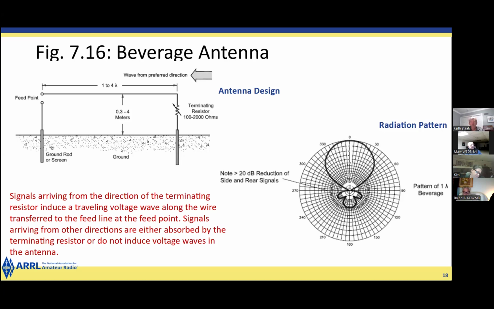Signals arriving from the direction of the terminating resistor induce a traveling voltage wave along the wire transferred to the feed line at the feed point. Signals arriving from the other direction are either absorbed by the terminating resistor or do not induce voltage waves in the antenna. So it's a pretty nifty antenna.